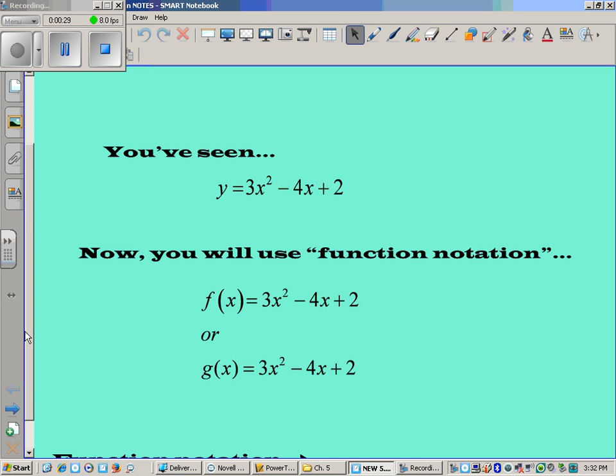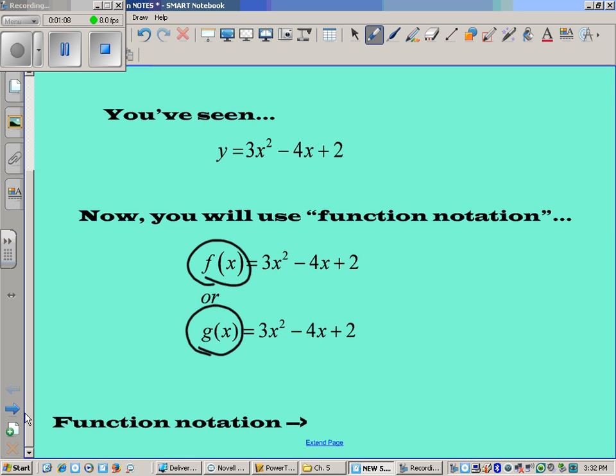Well, what happens if there's more than one line on a graph, and I ask you to point to the y equals line? How would you know which one I was talking about if I kept calling everybody y equals? So what they've come up with is called function notation, where they actually give each equation its own name. For example, they could call it f of x, or g of x, or h of x. They can call it a specific name or letter. So that way when I ask you to point to f of x, you know what I'm talking about if there's more than one line on a graph. Okay? Called function notation.